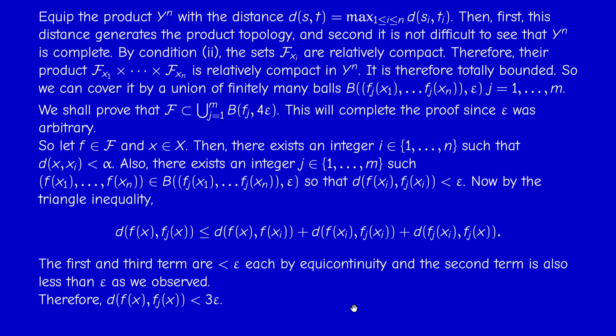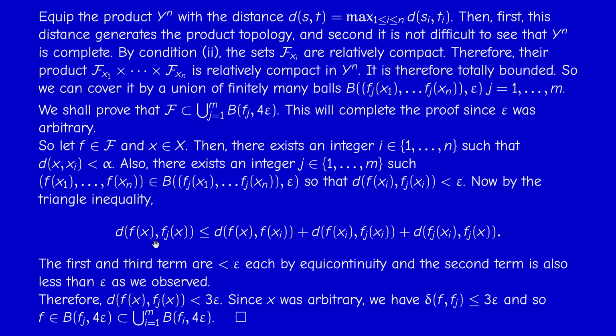So the supremum over x is less or equal than 3 epsilon. So the distance between f and fj is less or equal than 3 epsilon, and therefore it's strictly less than 4 epsilon, and therefore f is here. So we found one j between 1 and m whose distance to f is strictly less than 4 epsilon. So this proves total boundedness of F.